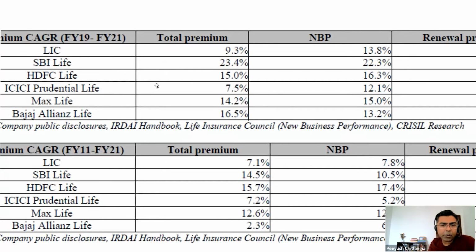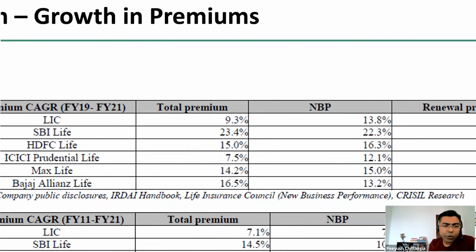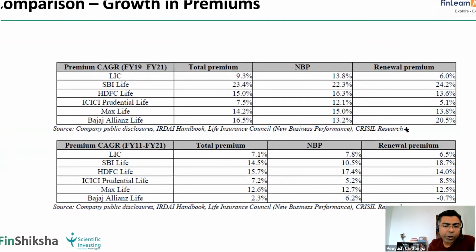I'll just skim through these numbers once, and then Saurabh can go through them if additional points are to be added. If you look at growth in premiums, you'll again note the same thing: between FY19 and FY21, and if you go back a decade, FY11 to FY21, LIC's total premium and new business premium are both growing at lower rates than some of the top private players. SBI Life and HDFC Life are growing at a significantly faster pace. In some cases, over a decade, they've shown double the growth, right?